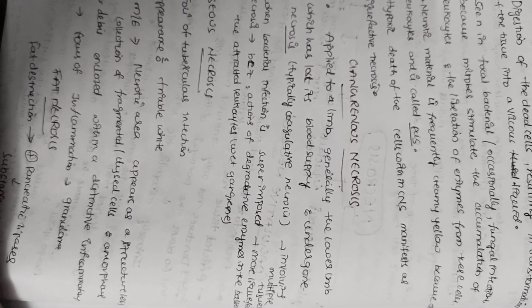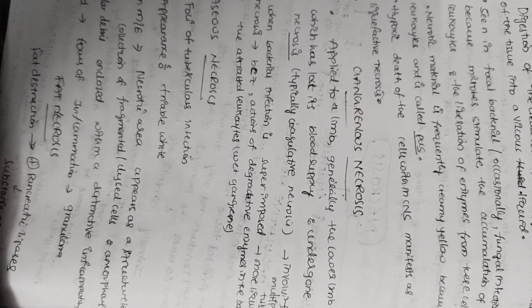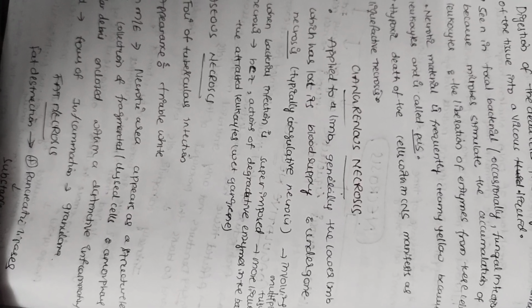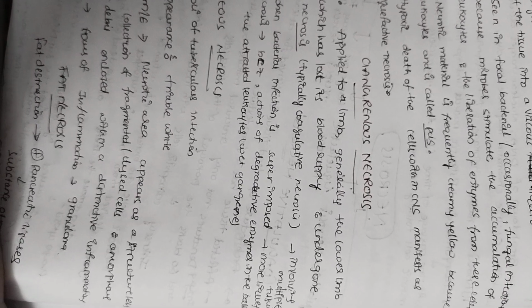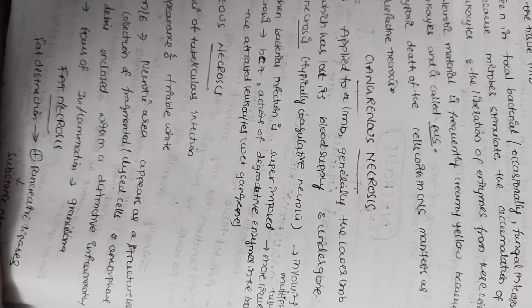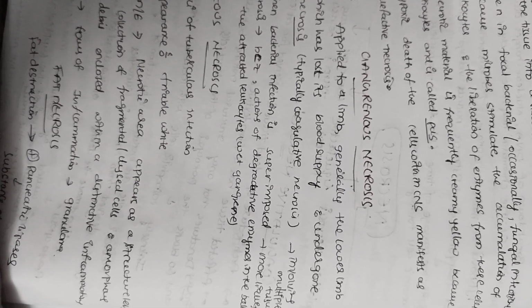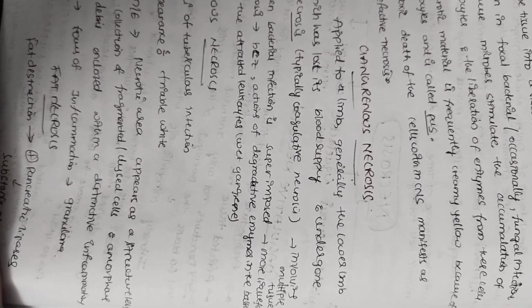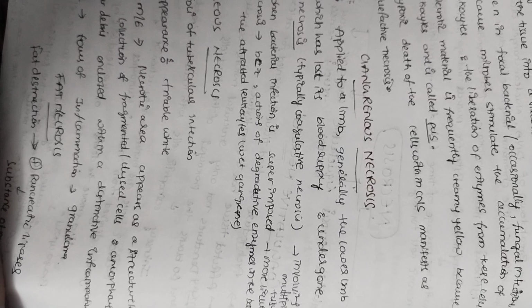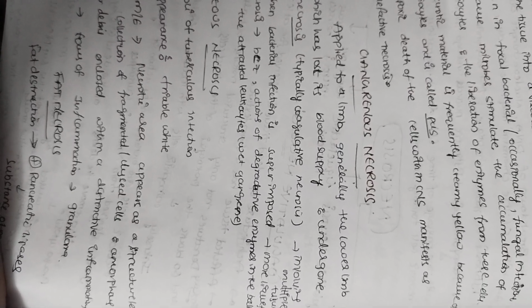What is gangrenous necrosis? In gangrenous necrosis, usually a limb gets affected. Normally gangrene is of three types: gas gangrene, wet gangrene, and dry gangrene. Wet gangrene and dry gangrene are commonly seen in diabetes patients. Blood supply to the limb gets occluded.